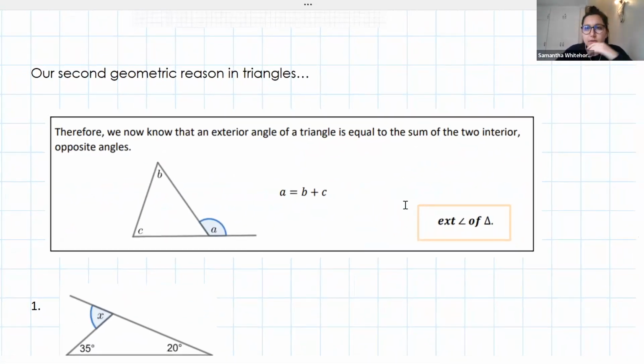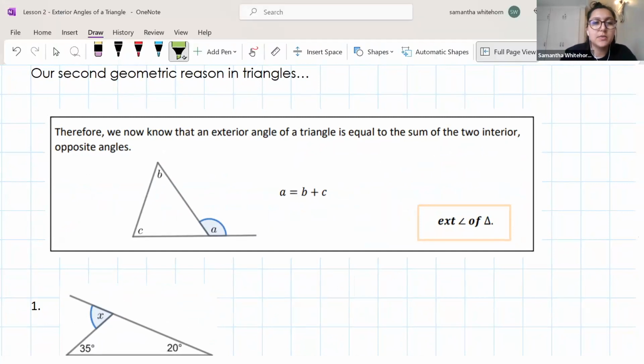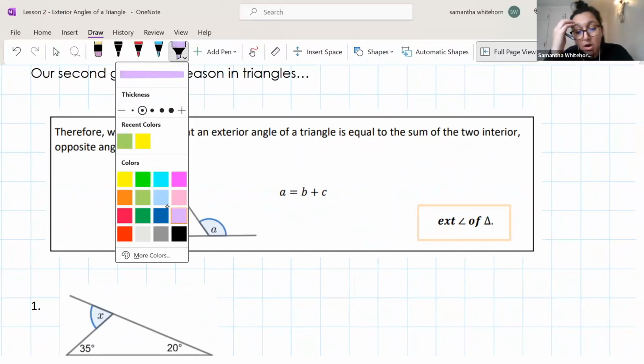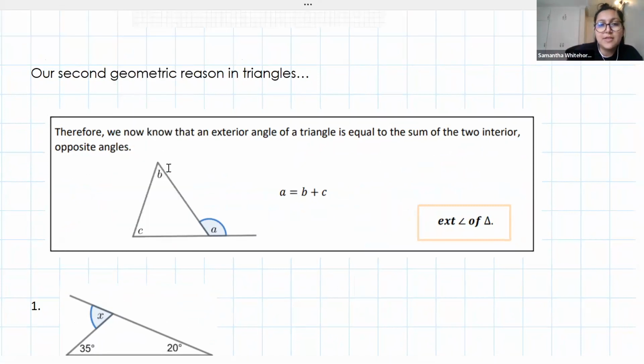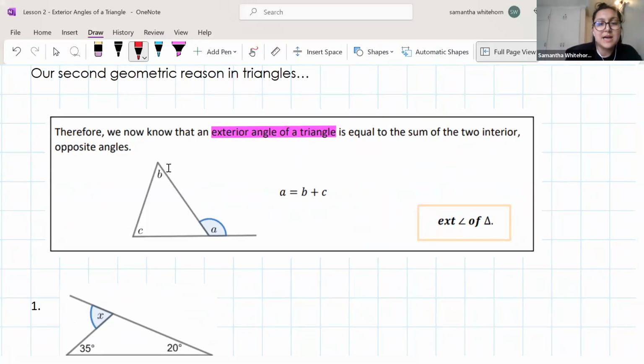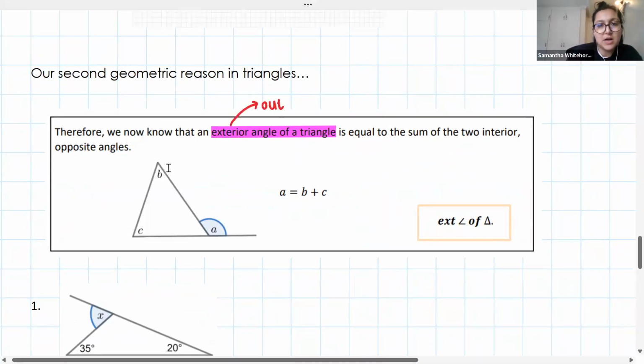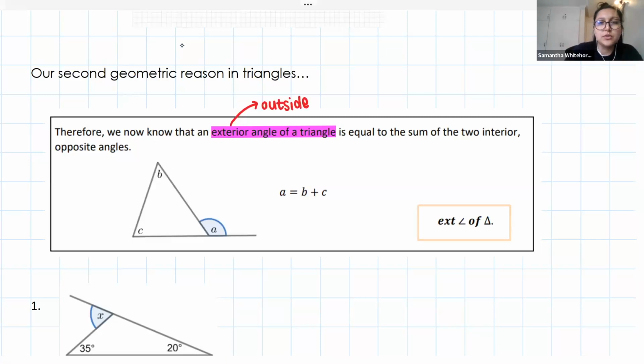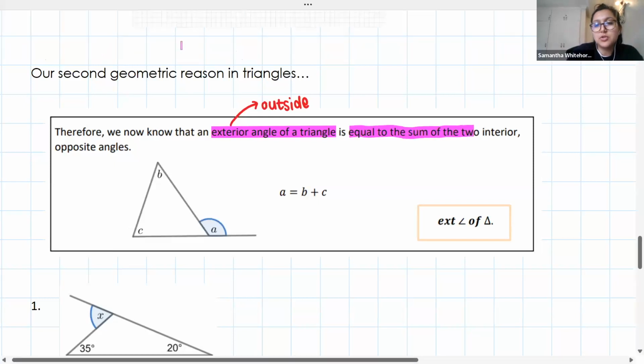So guys, our second reason that we're going to learn with triangles is the exterior angle of a triangle. Like I said, this is the one that we struggle with a little bit. It isn't a hard reason. We just have to think very carefully about what we're doing. So the exterior angle of a triangle. Importantly, we need to know what exterior means. Exterior means outside. So the angle outside the triangle is equal to the sum of the two opposite interior angles.